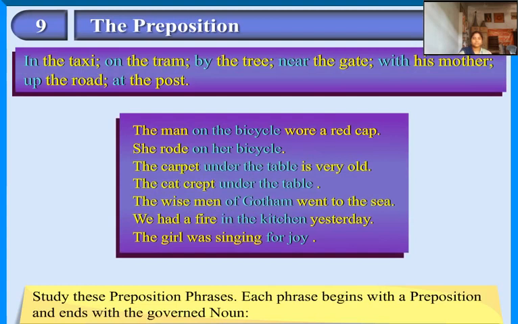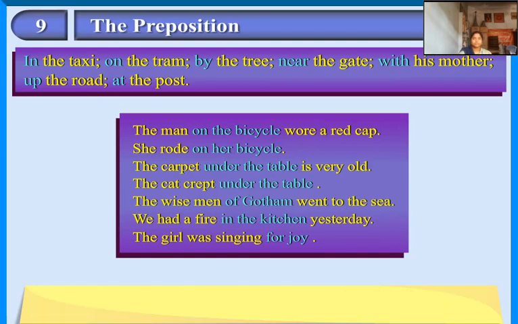Study these preposition phrases. Each phrase begins with a preposition and ends with the governed noun. In the taxi, on the tram, by the tree, near the gate, with his mother, up the road, at the post.